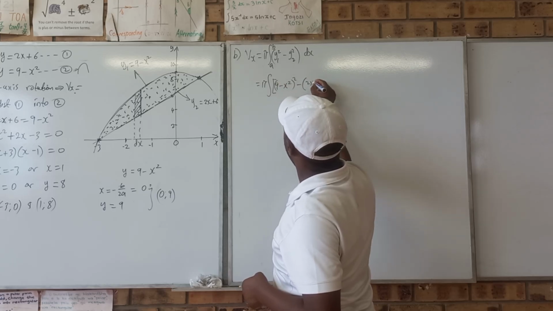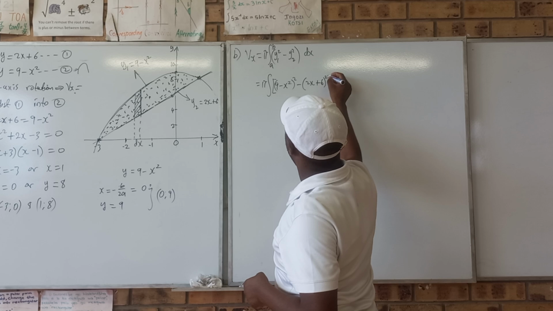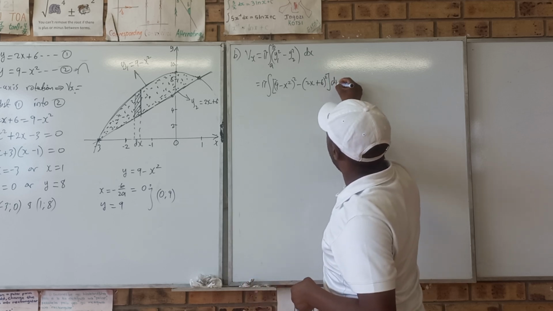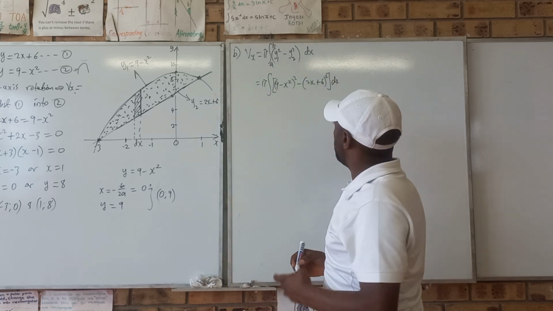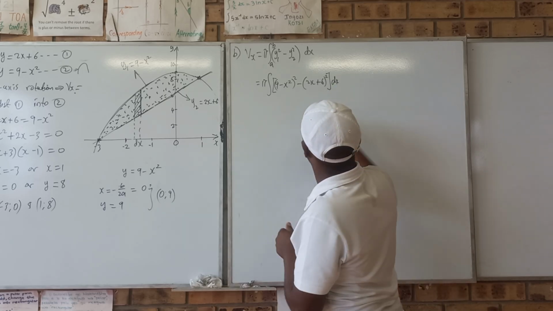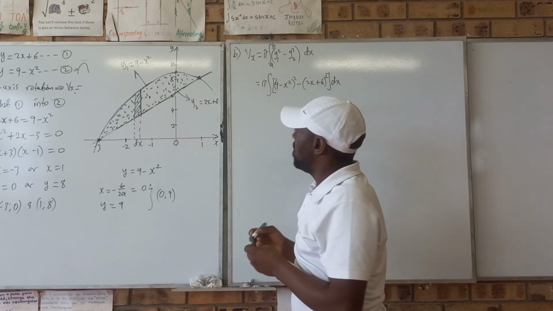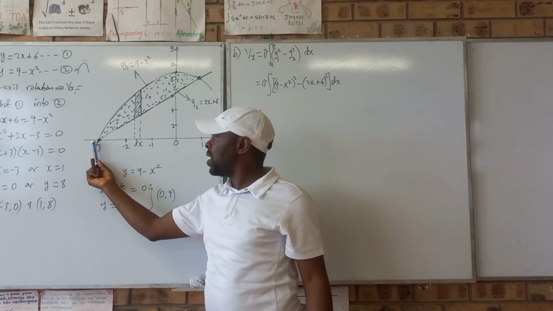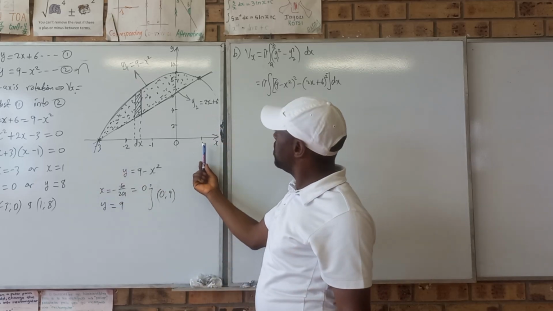My y2 is 2x plus 6. That is the graph passing below the strip. Then dx. Then my a and b, I must bring them from the x-axis. So I'll go to the x-axis. Since the formula ends with dx, I check where I started shading on the x-axis. It's from -3 to 1.